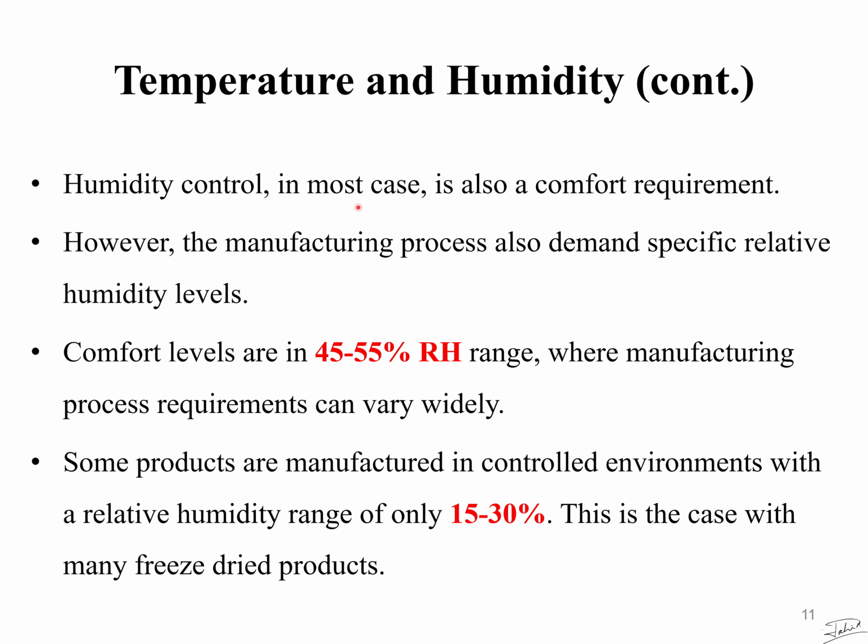Humidity control in most cases is also a comfort requirement. However, the manufacturing process also demands a specific relative humidity level. Comfort levels are in the 45 to 55 percent relative humidity range, where manufacturing process requirements can vary widely. Some products are manufactured in controlled environments with a relative humidity range of only 15 to 30%. This is the case with many freeze-dried products.